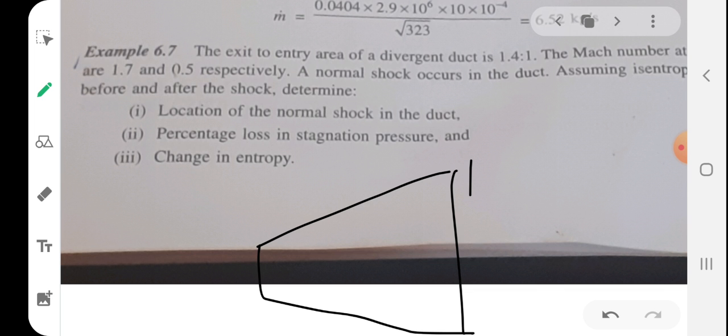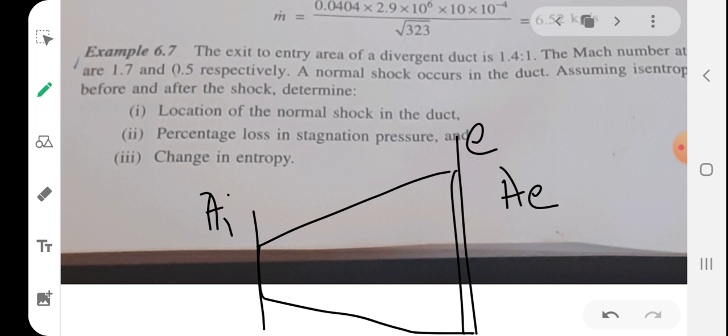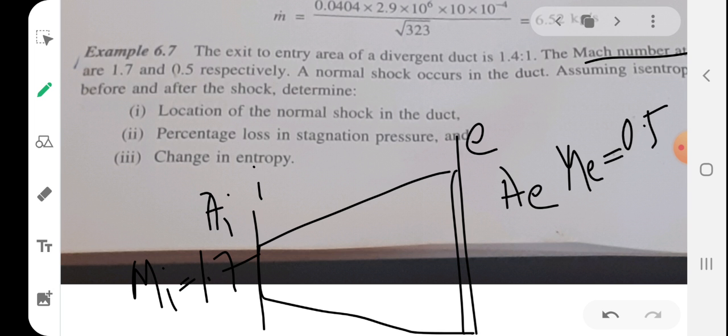Okay, so let this section be the exit, with area AE, and this section be the entry, the inlet, with area AI. The Mach number at the inlet is Mi equal to 1.7, and at the exit Me equal to 0.5. It's actually the Mach number at the inlet and exit.